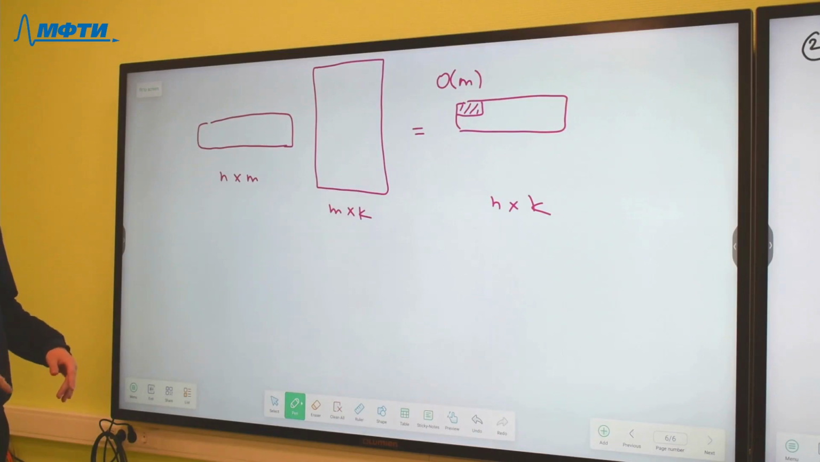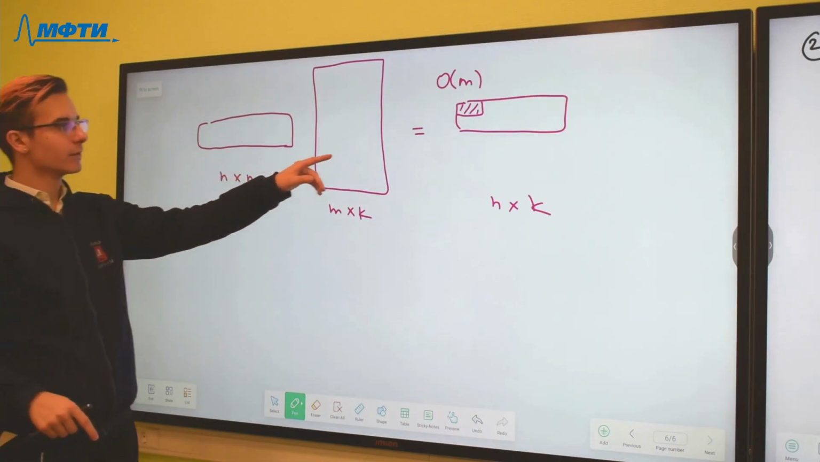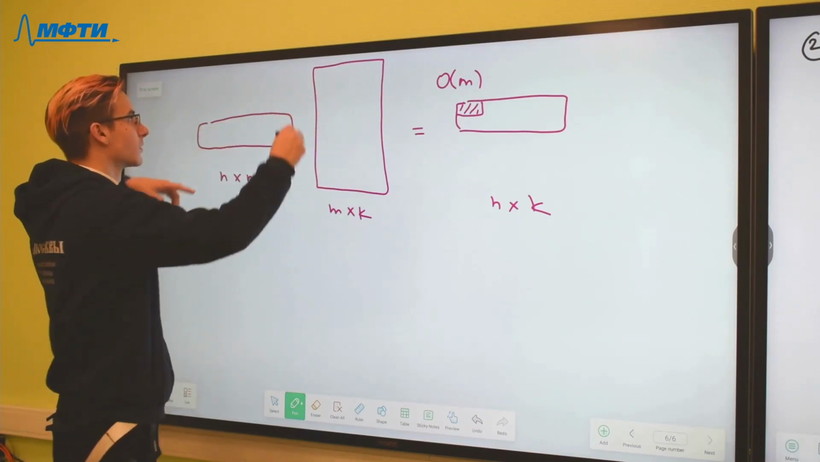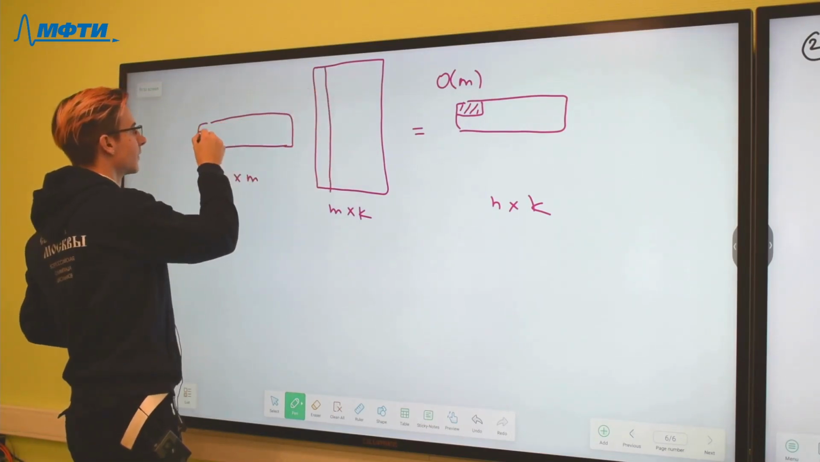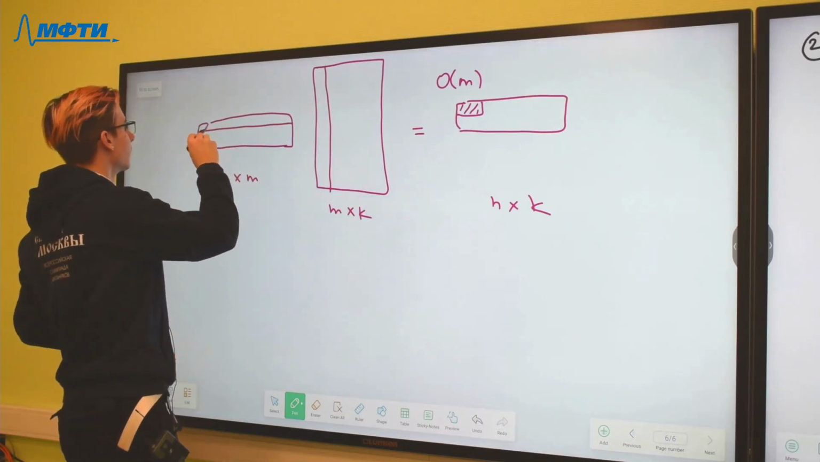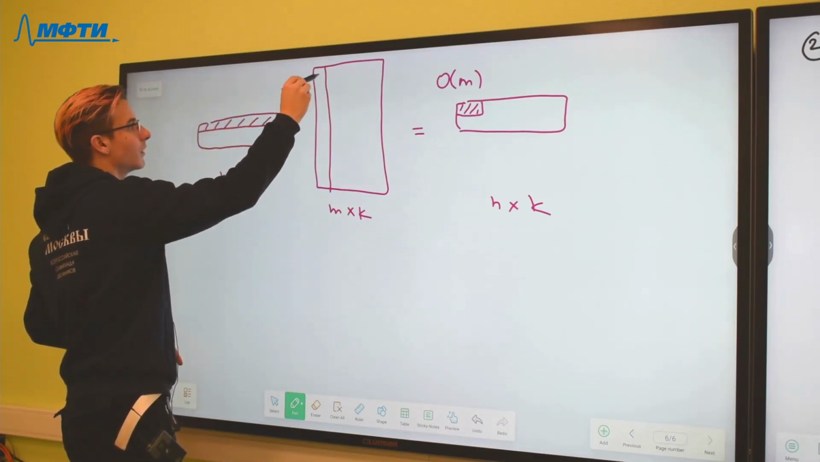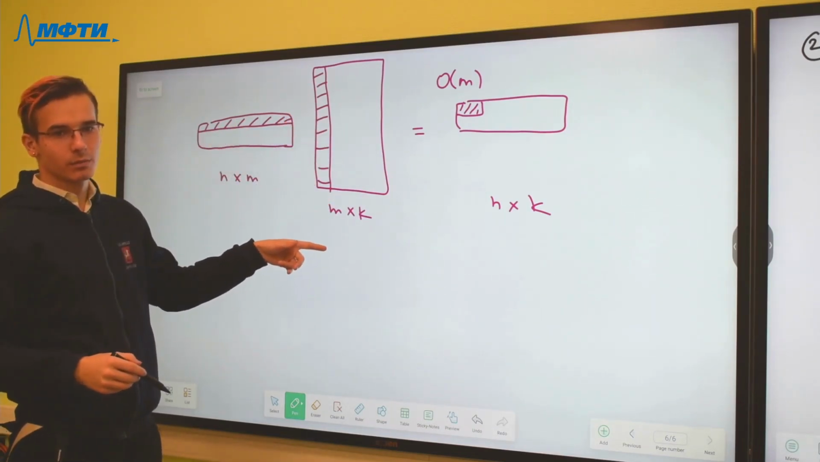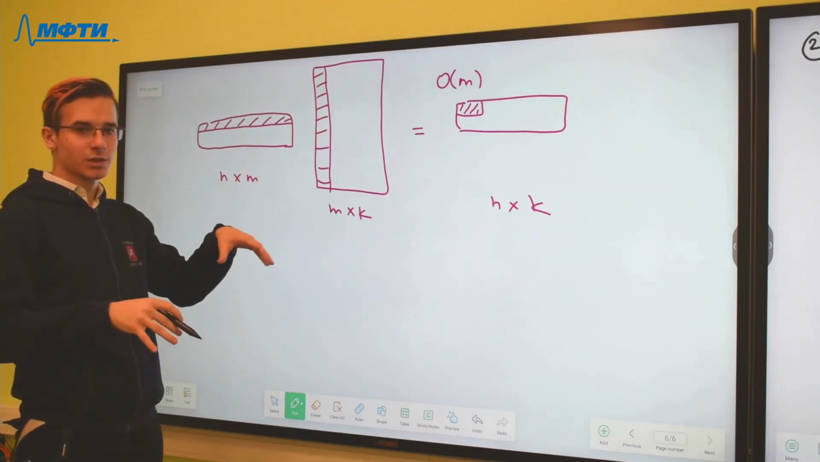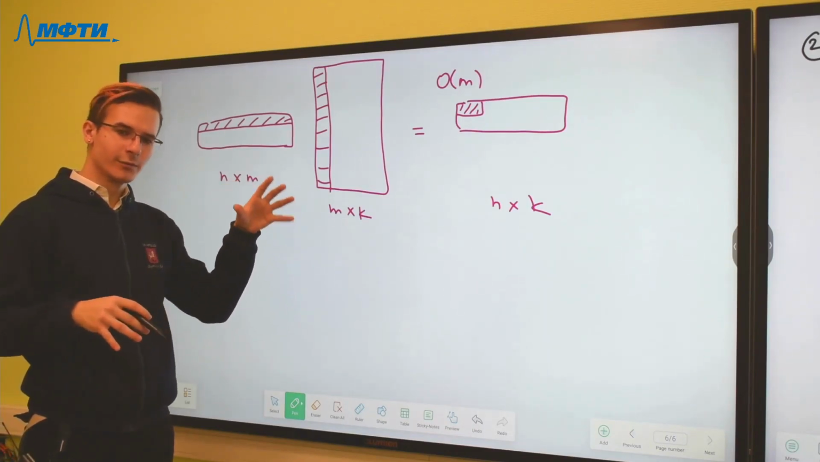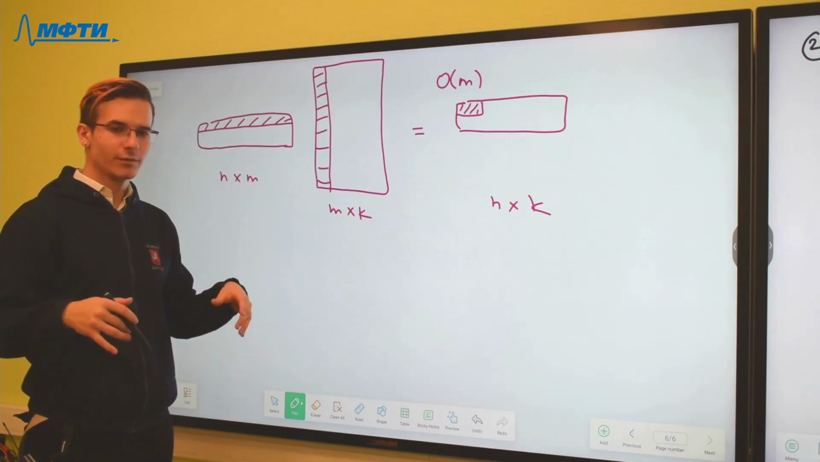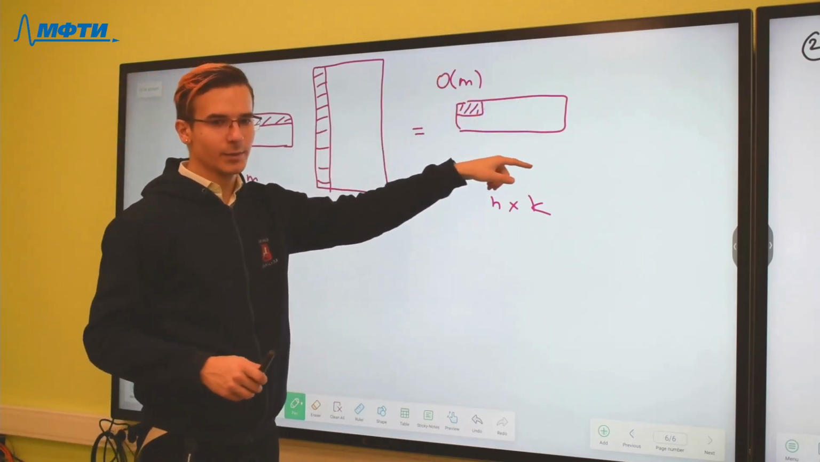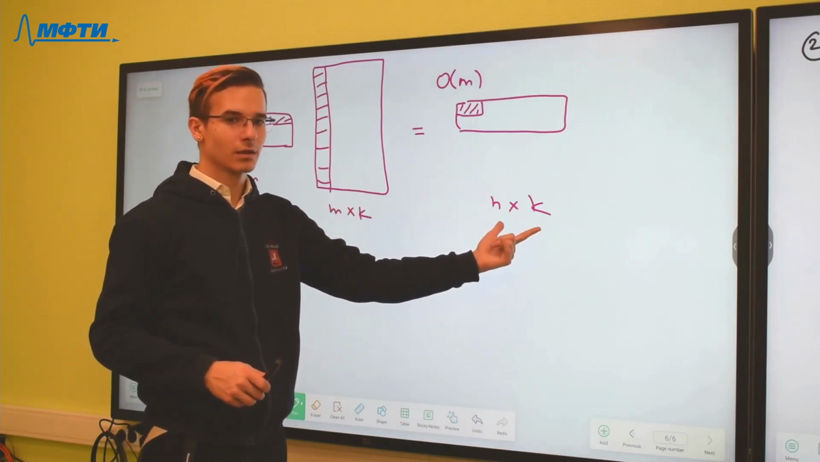And to find only one element, we spend O(M) time. Because as you remember, in the formula, we have a sum of multiplications of these elements and these elements. So how many elements here and here? M. We find pairwise multiplication and the sum of it. So we spend O(M) time for each element, so we multiply by NK.